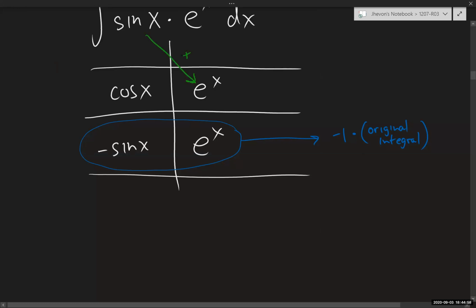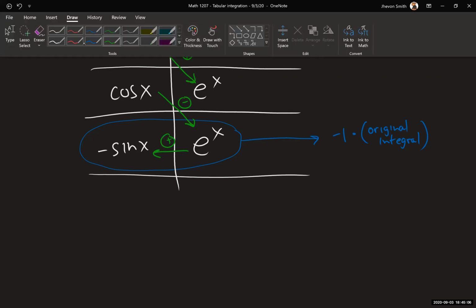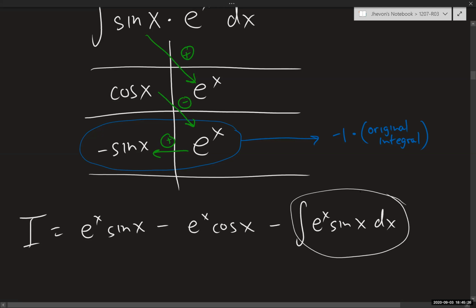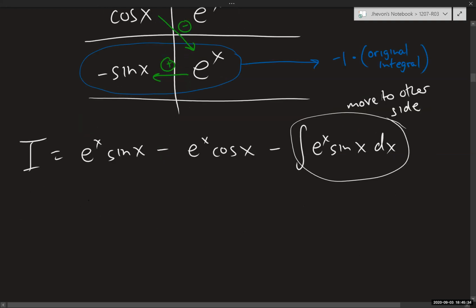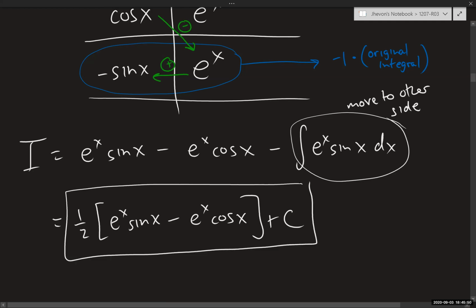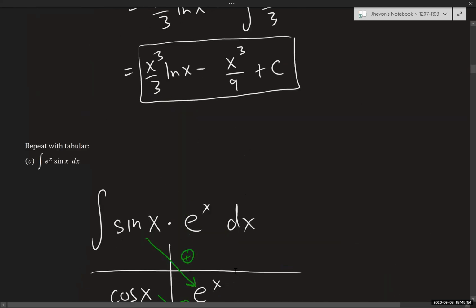So this times this with a plus sign, this times this with a minus sign, this times this with a plus sign. And so what I end up with is I would be equal to e to the x sine x minus e to the x cosine x minus, and remember, on the last one where you go across horizontally, you put an integral on that one. But this is the original, so you just move it to the other side. And you actually end up with the answer that we got last time by dividing both sides by 2. So the tabular method can work in every single integration by parts method.